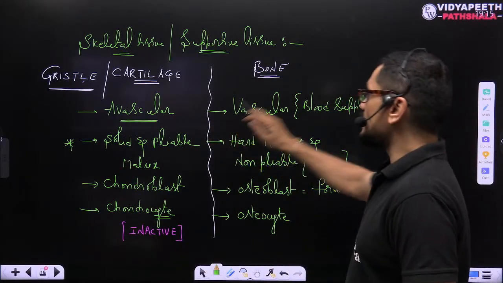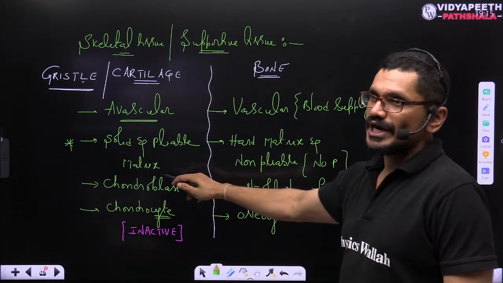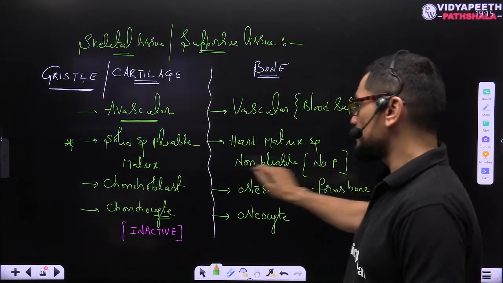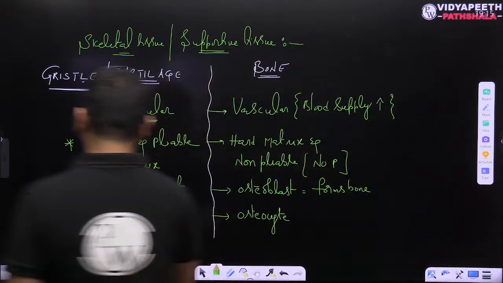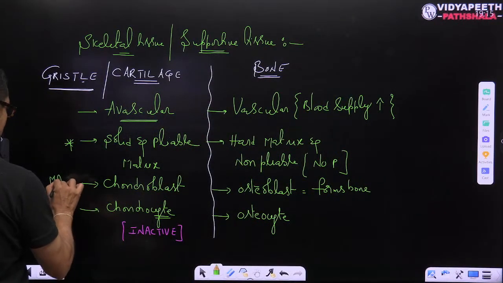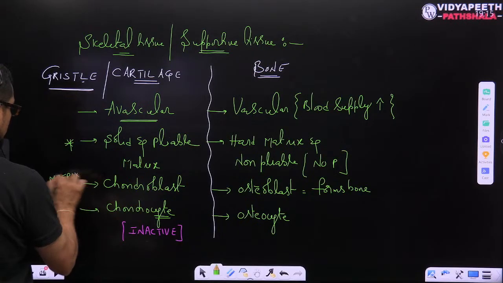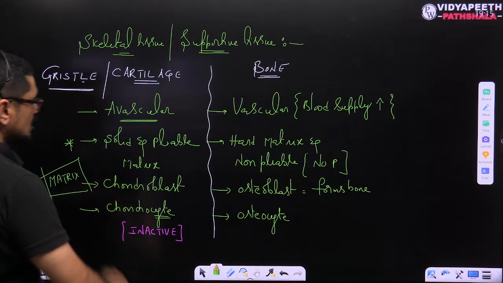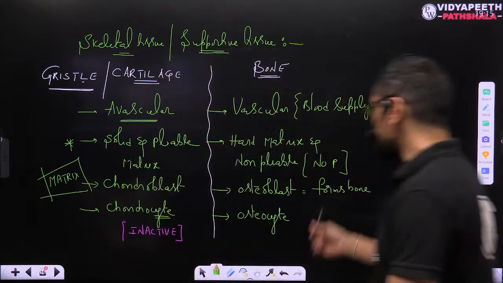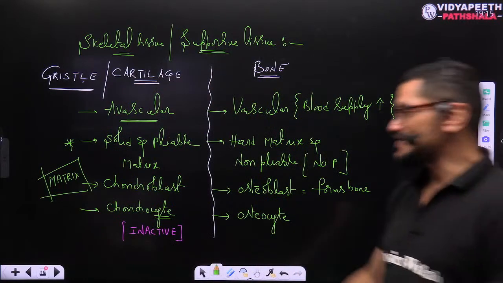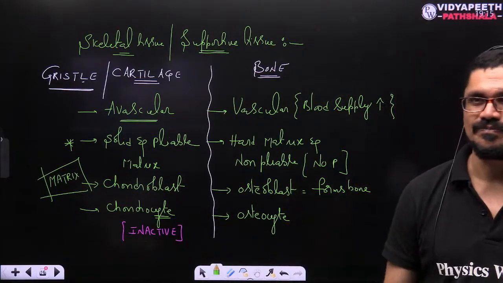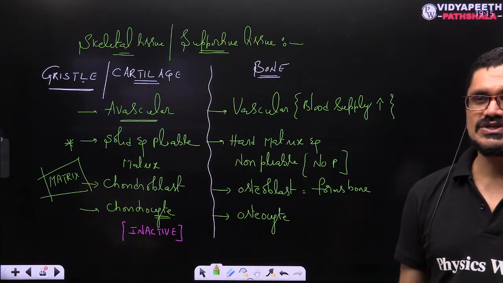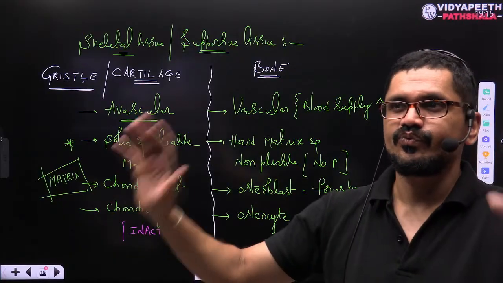Cartilage is avascular, bone is vascular. Cartilage is solid and pliable, bone has a hard, non-pliable matrix. Chondroblasts are present, osteoblasts are present, which form a matrix. So the matrix here is formed by chondroblast, and here the matrix is formed by osteoblast. This is chondrocyte, which is inactive, and this is osteocyte, which is inactive.